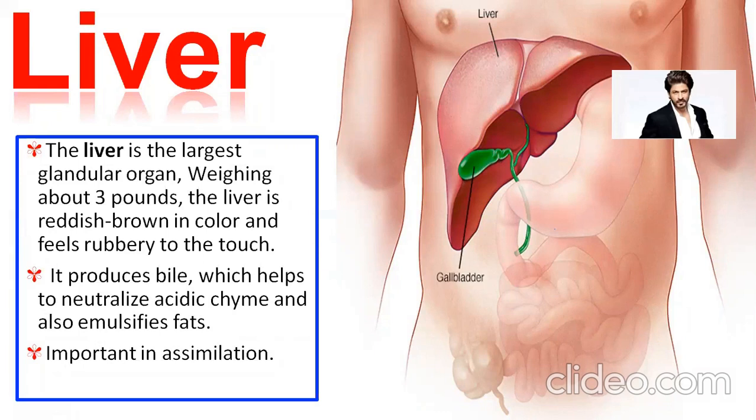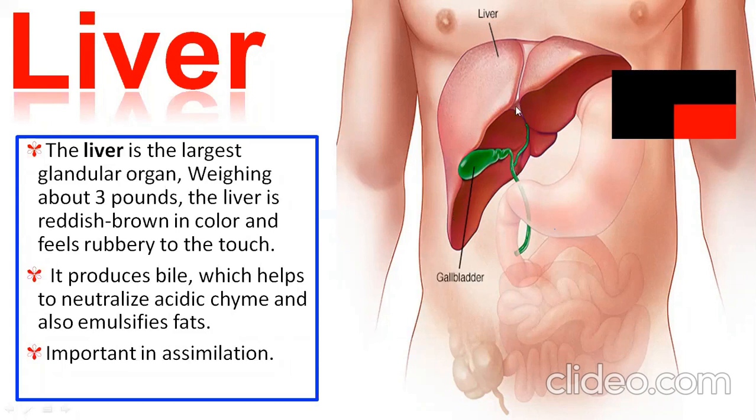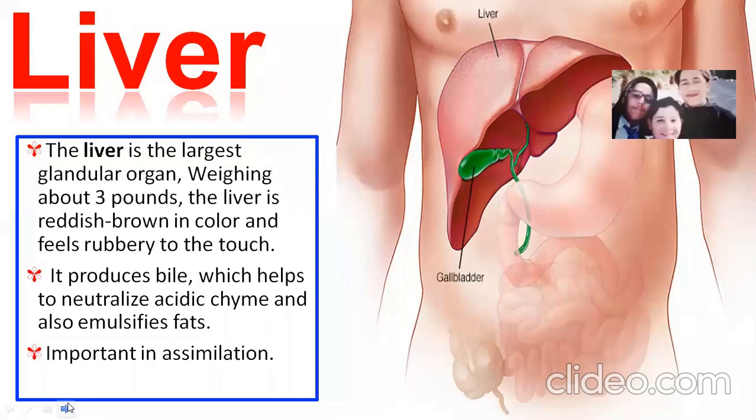After the food is absorbed from your intestine, it goes toward the liver, so the liver also plays an important role in assimilation. That food becomes part of the cells, or some food is sent to different parts of your body. So this is another function of the liver.